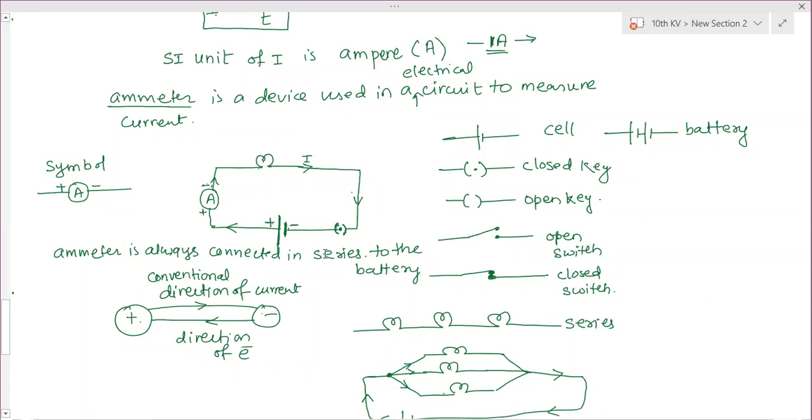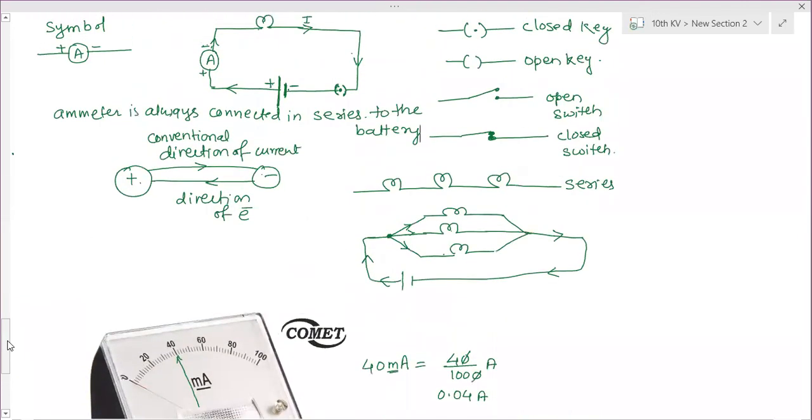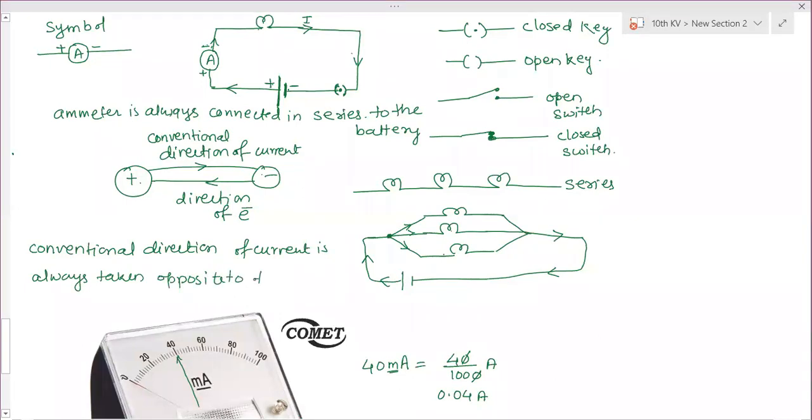Okay, done this part? Yes, ma'am. Then draw this diagram again, and below that you can write: conventional direction of current is always taken opposite to the direction of flow of electrons.